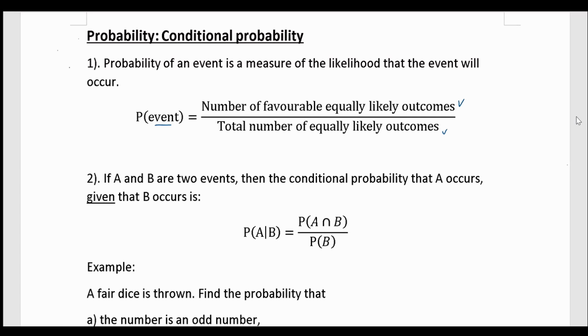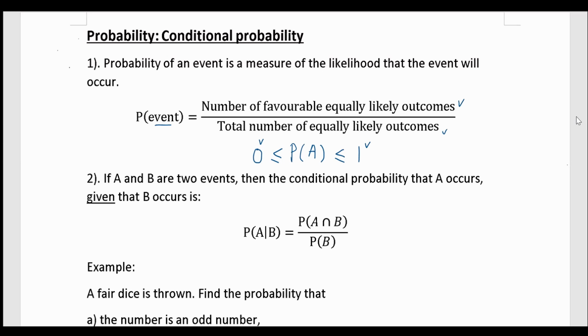And hence, the probability for any event, let's say A, always lies between 0 and 1. Right? 0 means it's not possible to happen. If 1, then it's definitely going to happen.